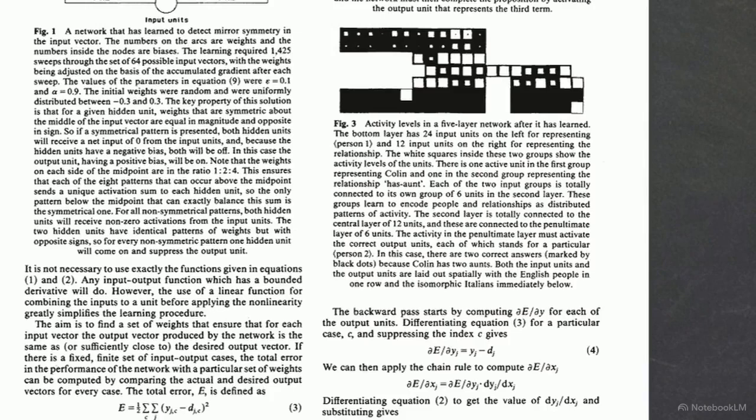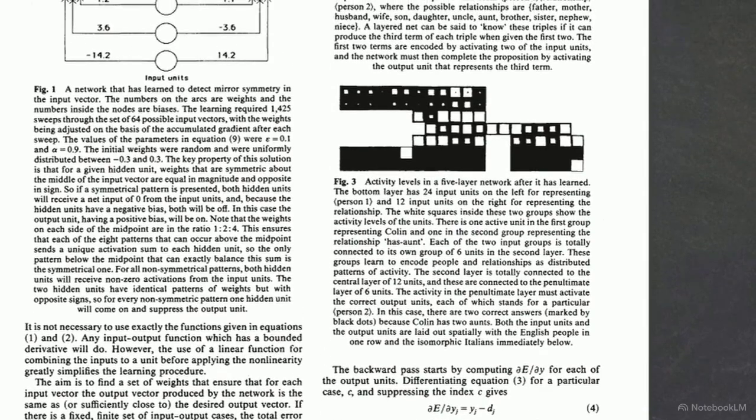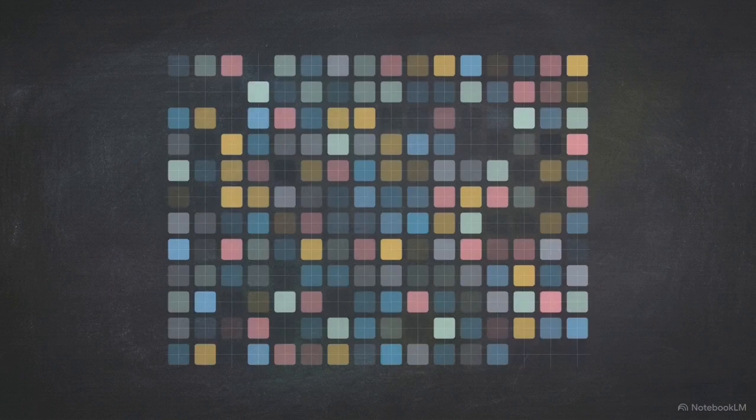Figure 3 reveals the experiment's result. Specific patterns of unit activity represent semantic concepts. Notice the white squares in the second layer. These indicate neuron activity levels, showing the network clustered relationships into distinct mathematical patterns. A matrix of completely random starting weights self-organized to understand abstract semantic concepts.